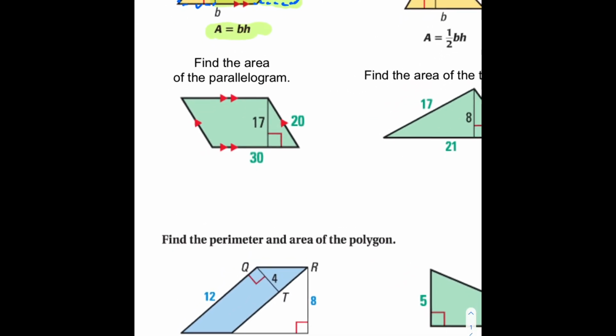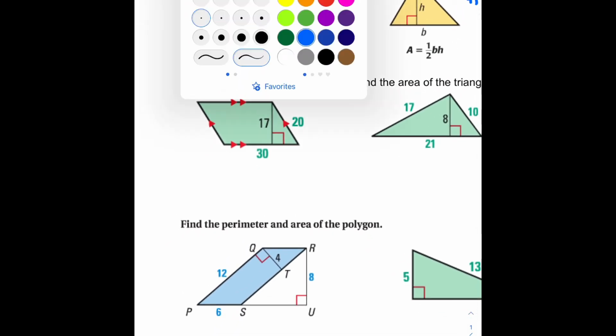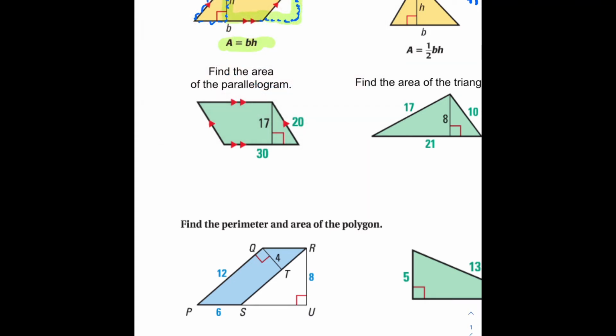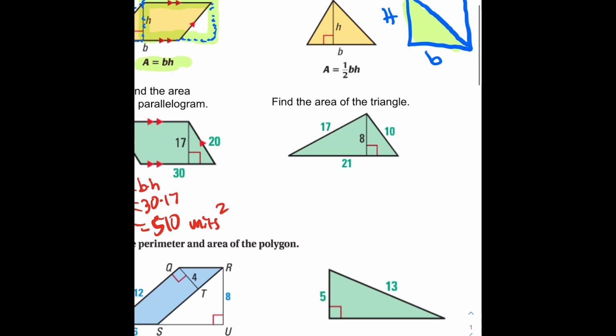So if we take a look at the example, again, what's my base? My base is 30. My height is 17. So again, make sure you have a calculator handy. 30 times 17 equals 510 units squared. Area of a triangle. Now, this is important.